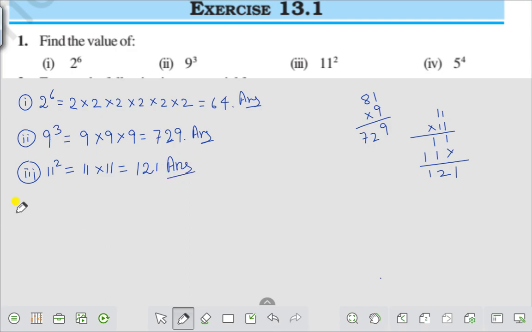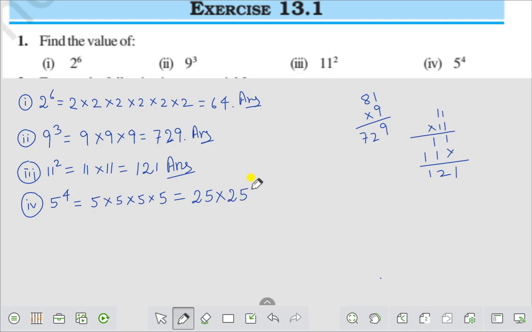Right? Now question number 4. Question number 4 is 5 to the power 4. That means we are getting 5 into 5 into 5 into 5. Here you see, 5 into 5 is 25 and 5 into 5 is 25. That is 25 into 25.